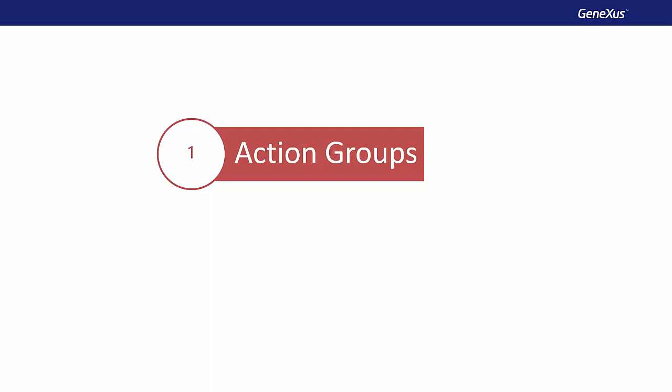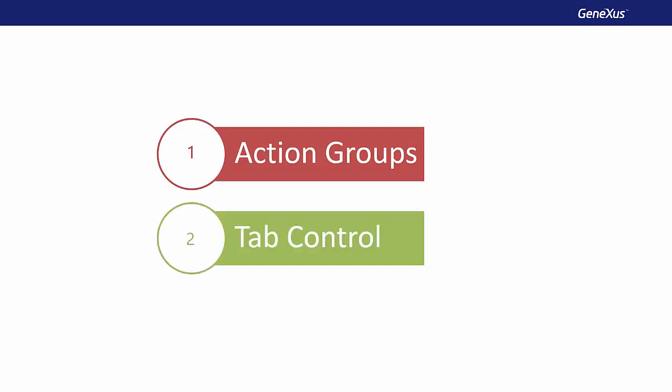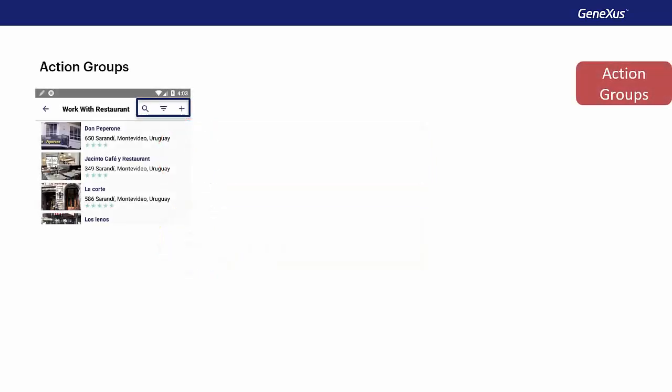In this video, we'll study two controls: action groups to add actions to the action bar, and tab control to arrange the controls in the layout. The elements displayed in the user interface of a mobile application are usually driven by actions. These actions are displayed to the end user in different ways: images, buttons, standard action bars, and so on.